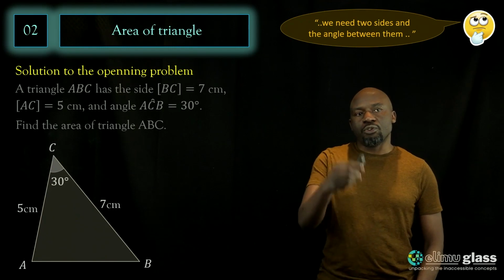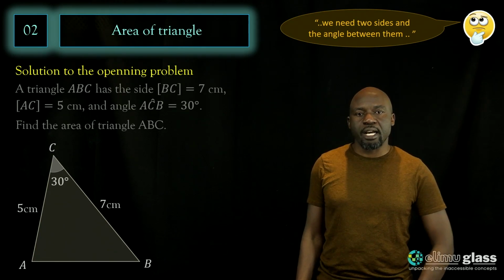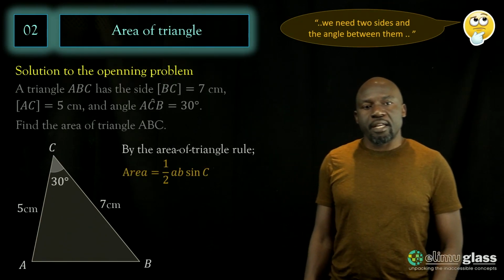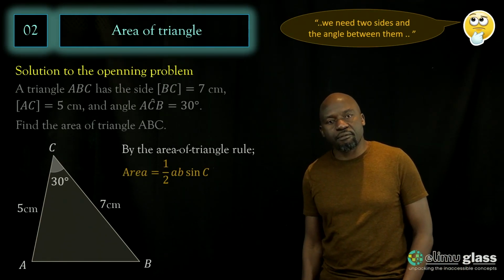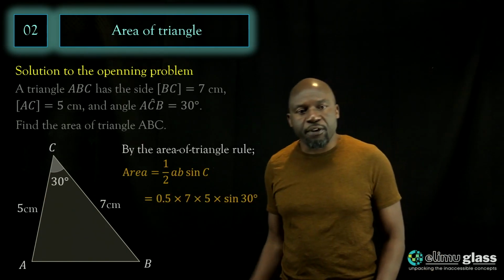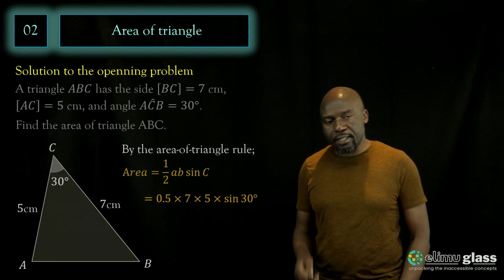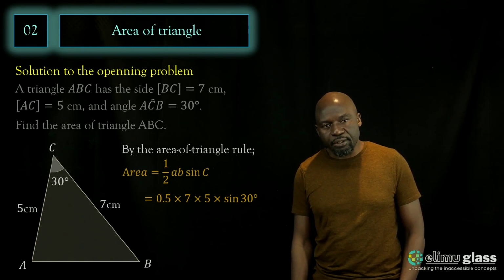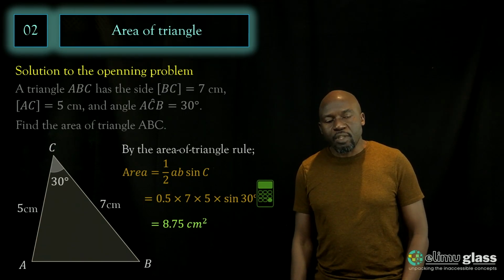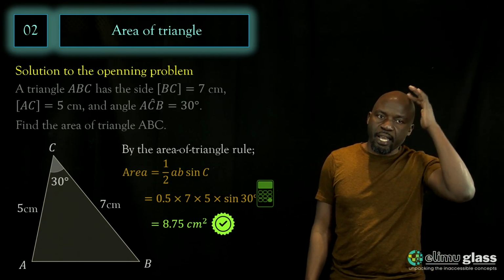Okay, so as you see, we need two sides and the forming angle, or the included angle, which is 30 degrees. So by the area of triangle rule, the area is a half AB sine C, which we have everything that we need. Substituting, a half is 0.5 times A, which is 7, times B, which is 5, times sine of 30. The sine of 30 degrees, if you check your calculator, is a half. So if we multiply that out using a calculator, we end up with an area of 8.75 centimeters squared. So that's the area of that triangle.